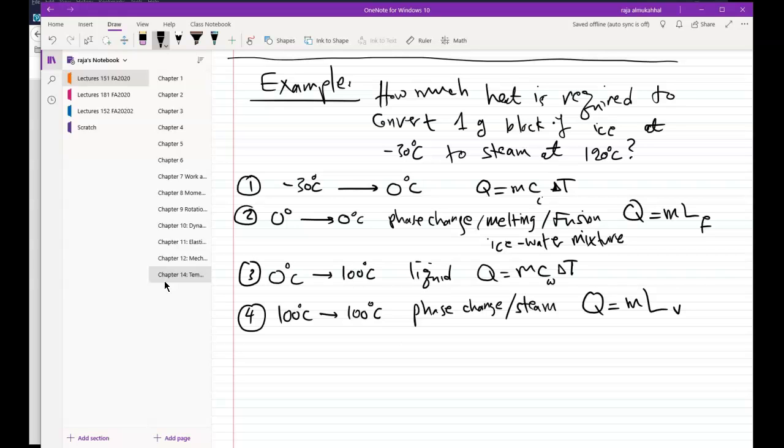We'll come back to it in a sec. Again, you have a mixture here of steam. Here you can say that it is a liquid and steam mixture.